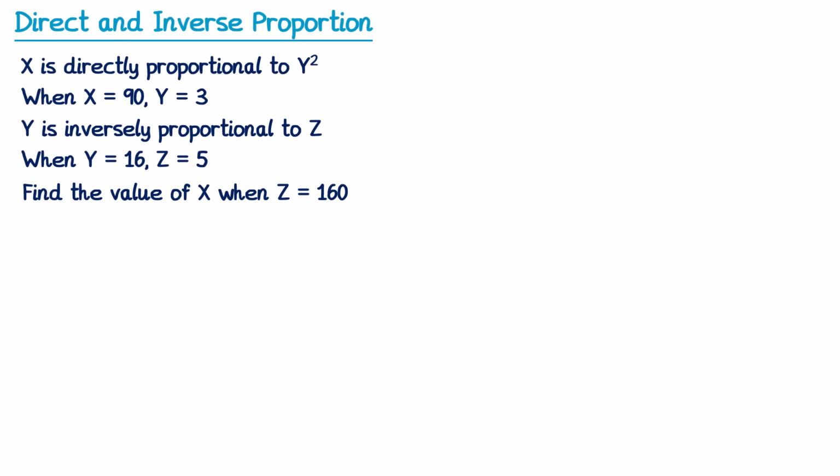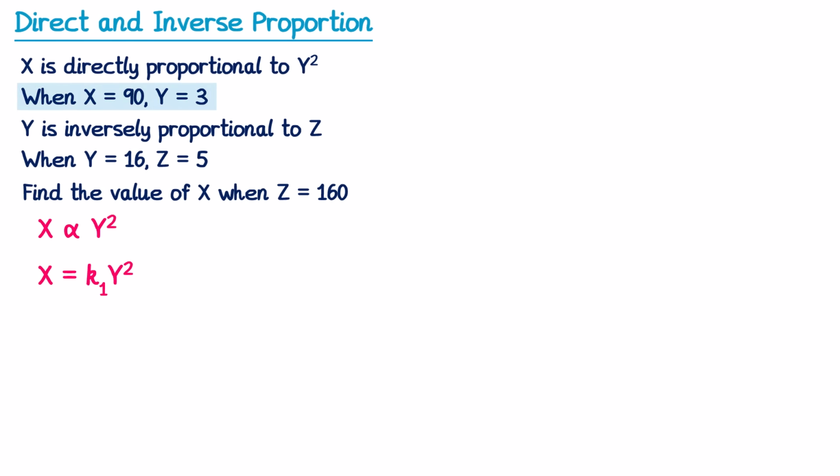First of all, we're going to look at the relationship between x and y. We've been told that x is directly proportional to y squared, so we can write that x is proportional to y squared. This means there's some constant k, so that x is equal to ky squared. Now I've called this constant k1 because there's going to be more than one constant in this question.